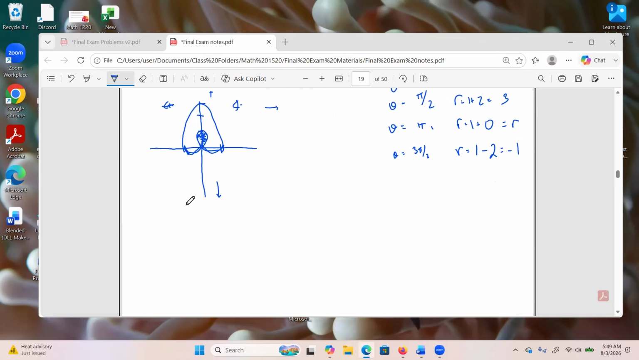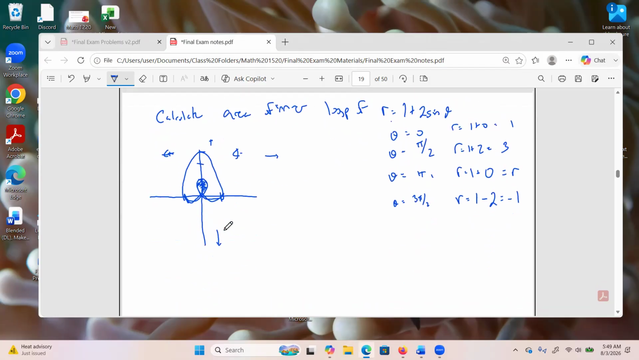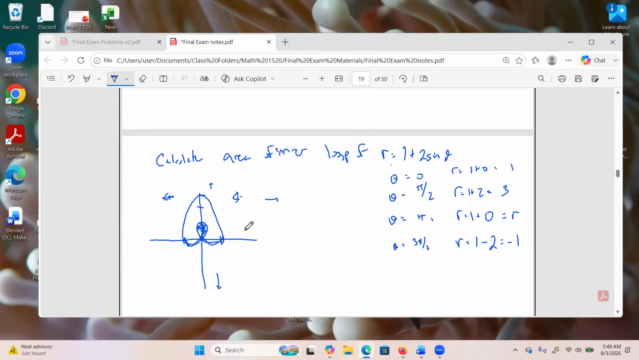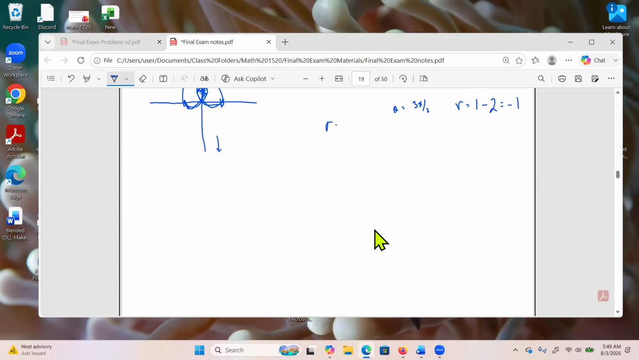So that's what we're looking for. What we have to do is figure out where exactly it crosses the origin. So let's set r equal to 0. We have 1 plus 2 sine theta equal to 0. So we have 2 sine theta equal to negative 1, and sine theta is equal to negative 1/2.